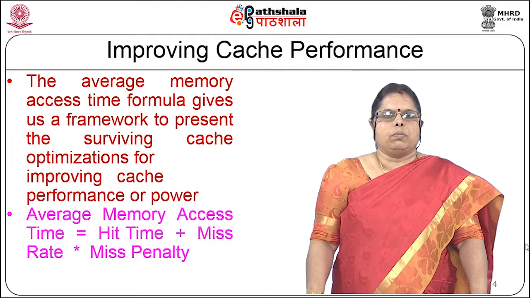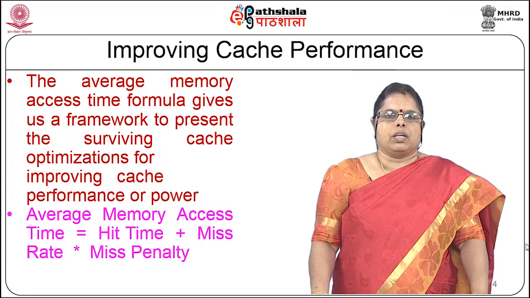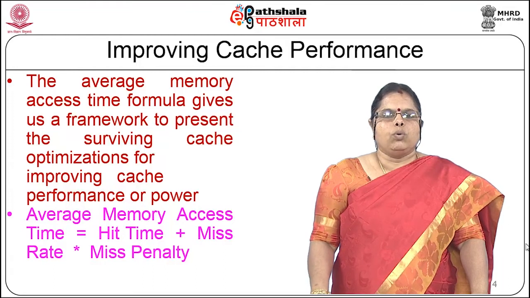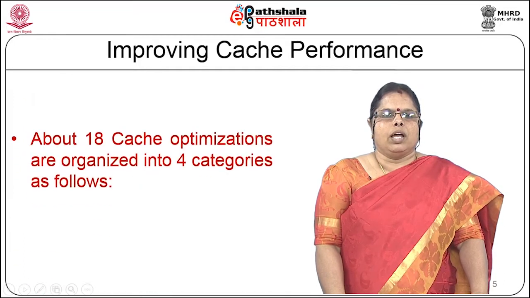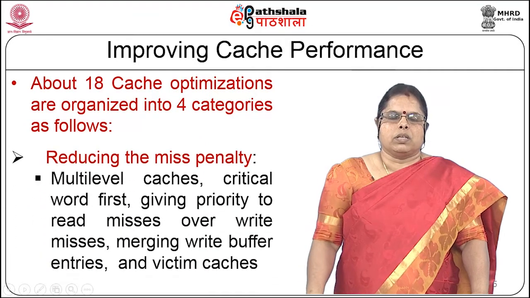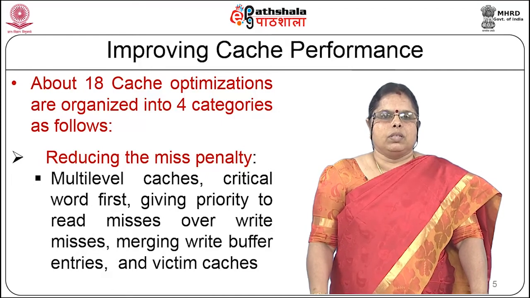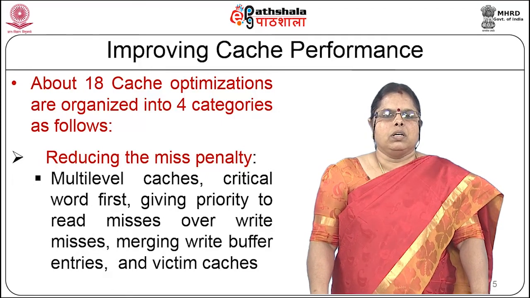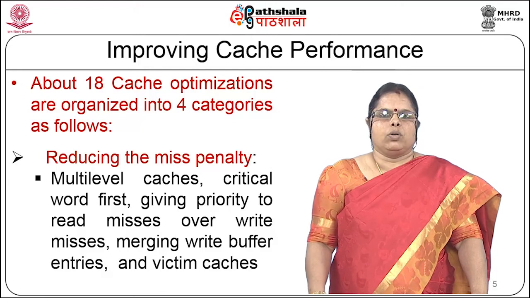So the average memory access time is made up of these three components: hit time plus miss rate into miss penalty. In order to reduce the average memory access time, reducing any of these three factors will in fact reduce it. There are about 18 cache optimizations that are possible, and we are only discussing some of them. These optimizations can be grouped under various categories depending on which factor they try to optimize.